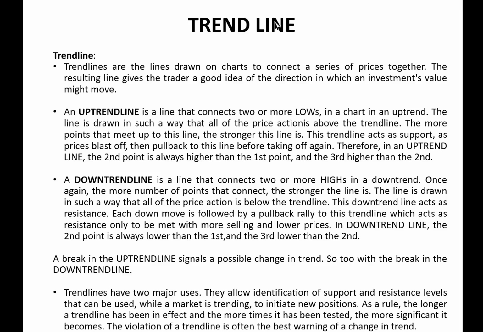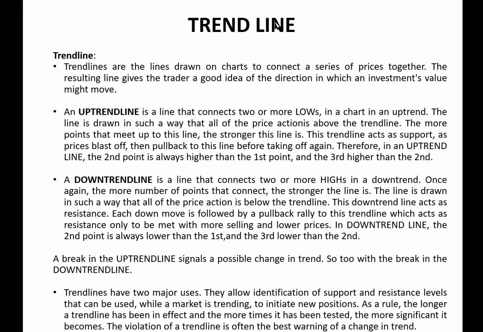An uptrend line is the line that connects two or more lows in a chart in an uptrend. The line is drawn in such a way that all the price action lies above the trend line. The more points that meet this line, the stronger the line is. Then the downtrend. A downtrend line connects two or more highs in the downtrend. Once again, the more points that connect, the stronger the line is. The line is drawn in such a way that all of the price action lies below the trend line.